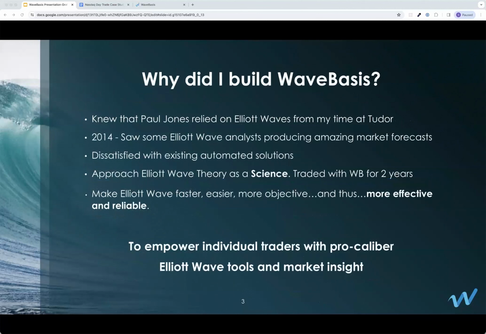Why did I build WaveBasis? From my old days, as Jody mentioned, working at Tudor Investment Corp, I knew that Paul Jones relied heavily on Elliott Wave analysis. So that was my first exposure. Then into 2014, flash forward, I saw some Elliott Wave analysis producing amazing market forecasts. And I should mention, and I feel remiss in not mentioning it before, that Zach, who just spoke, and Avi were part of my early inspiration. I saw these guys doing amazing work, and they're still doing it.